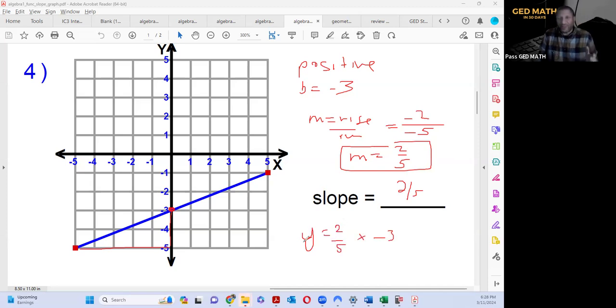Well, how do we know that, Mr. Tinsley? Because this is what I want you to remember. The slope-intercept form of an equation of a line is y equals mx plus b. We know what m is. m is 2/5.